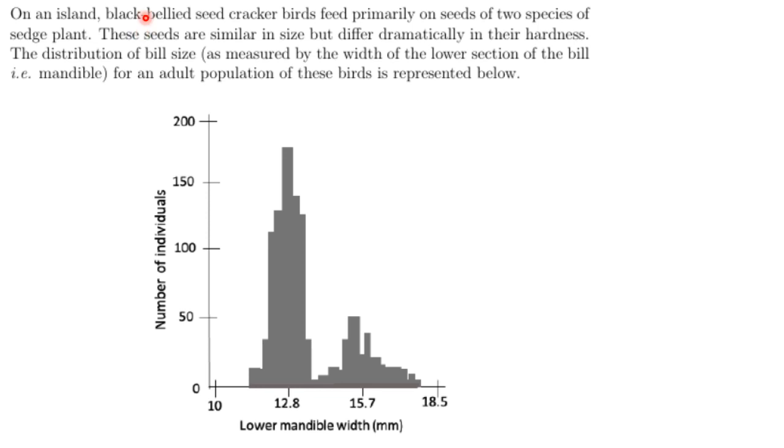Then next one. On an island, black-bellied seed cracker birds feed primarily on seeds of 2 species of sedge plant. These seeds are similar in size but differ dramatically in their hardness. The distribution of bill size as measured by the width of the lower section of the bill, that is mandible, for an adult population of these birds is represented below. So what type of selection is this? That is the question. So you know that it is a disruptive selection.